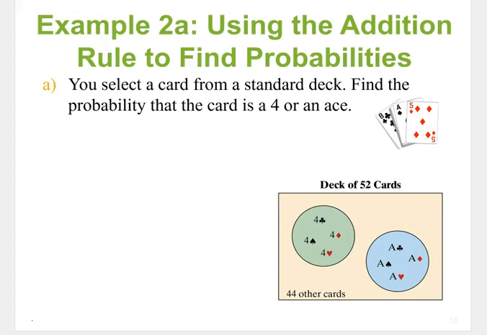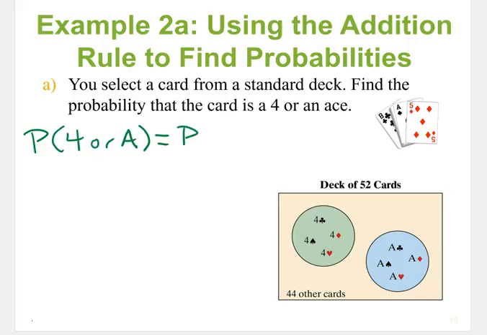So, say you have a deck of cards and you want to find the probability that you have a 4 or an ace. Notice we have a nice Venn diagram. You cannot have a card that is a 4 and an ace at the same time. So these two events are mutually exclusive, which means I can use that shorter formula. So probability of a 4 or an ace.